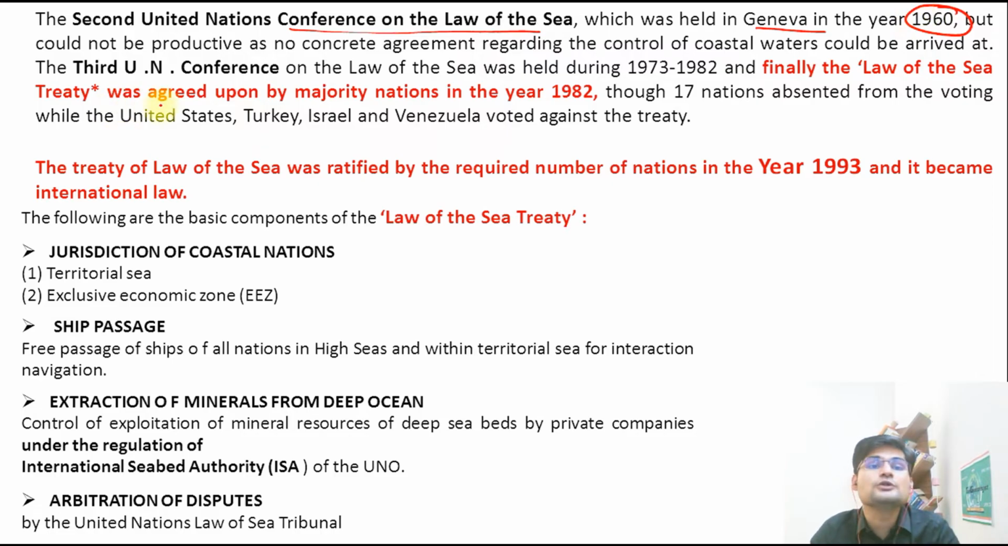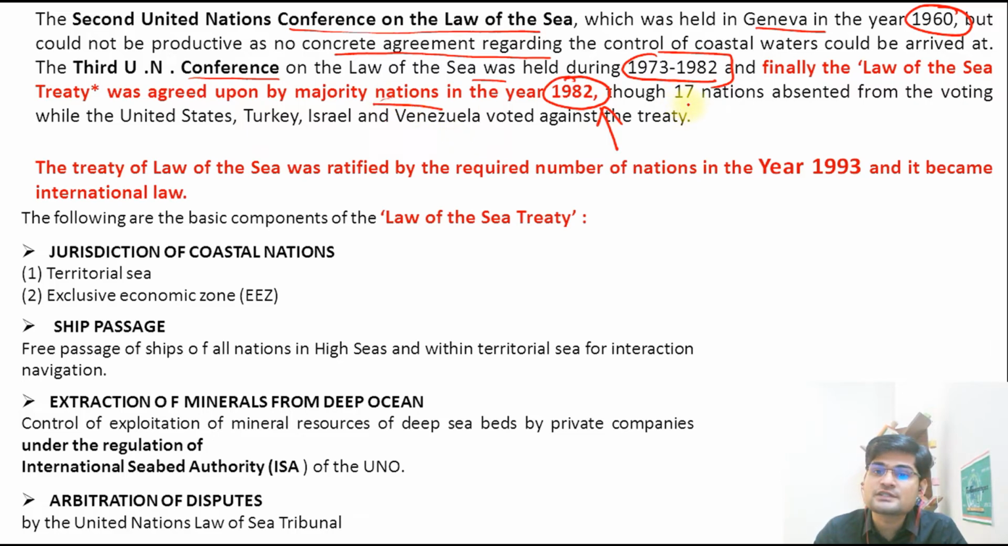But it also could not be productive as no concrete agreement was signed. But the third UN Conference on Law of the Sea was held from 1973 to 1982, and remember, finally the Law of the Sea Treaty was agreed upon by the majority of nations in 1982. So it took almost 30 years, or to say 35 years, right from 1945, to finally make this kind of law of the sea treaty by the majority of the nations.